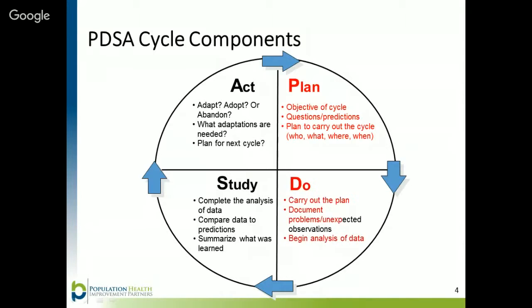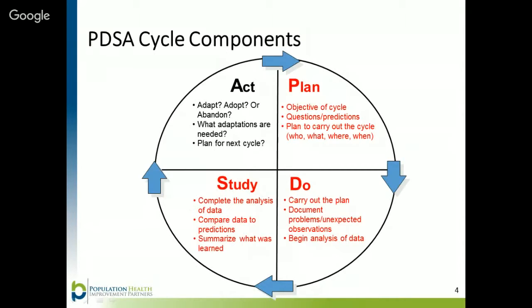Second, try the changes planned on a small scale. Remember to test it with 1 to 2 people for a short amount of time prior to implementing on a larger scale. Make observations and collect data as you try the change, and document any problems as you try the change. Next, take time to study the data collected. Compare the data to the predictions made, reflect on the data and what was learned.